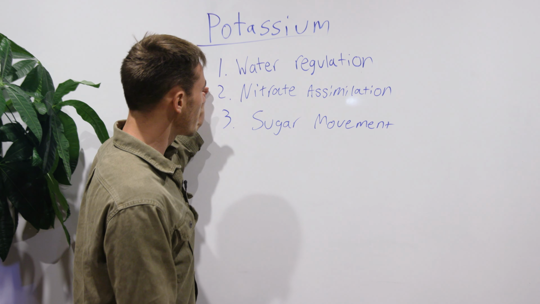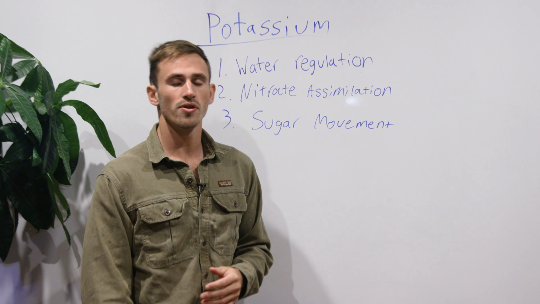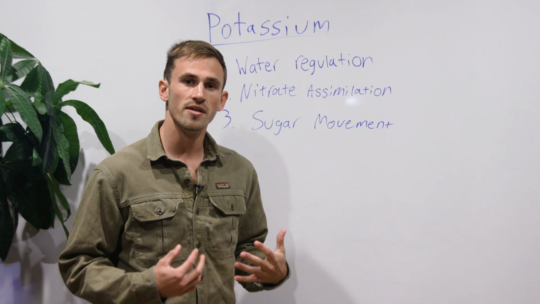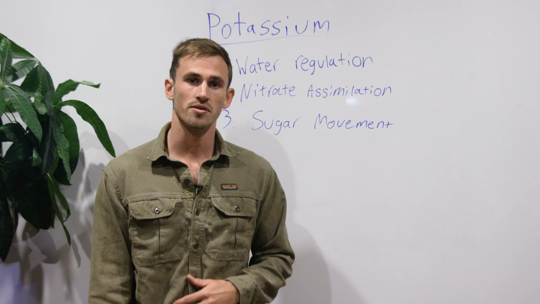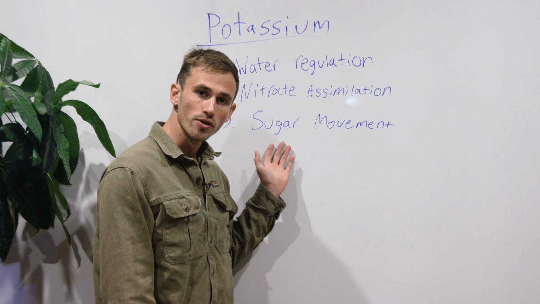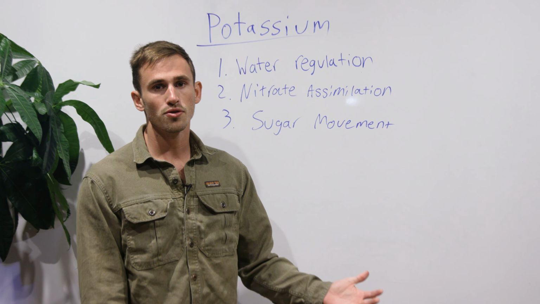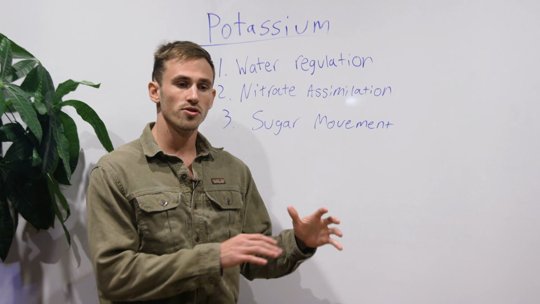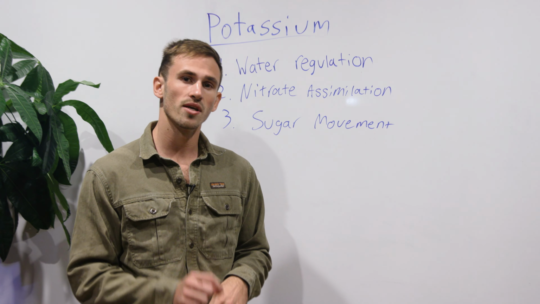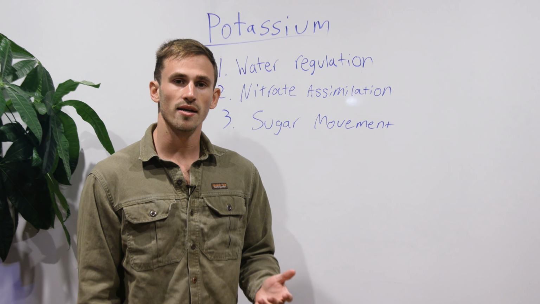The second is nitrate assimilation, making sure that as your plants are pulling in nitrate, that nitrate turns into a usable form in amino acids and proteins. And the third is sugar movement. As our plants produce sugars through photosynthesis, it's potassium's role to take those sugars and move them into the phloem so they can move up and down the plant exactly where they're needed.